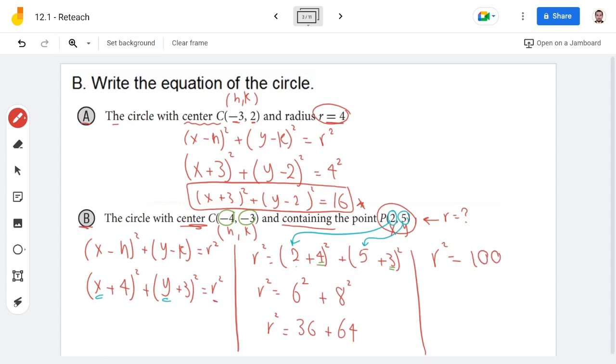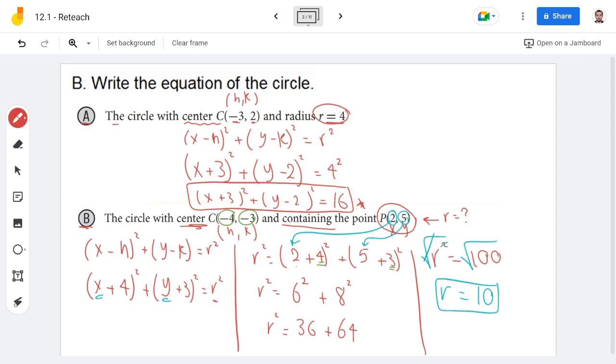Now do the square root for both sides. How can I find r? So do the square root here so I can remove the square. So r is equal to what? The square root of 100 is equal to what? It is equal to 10. So now I have found r.